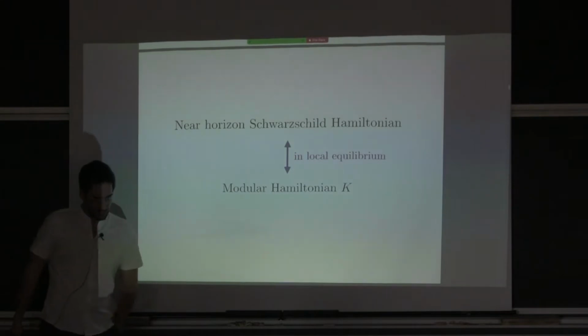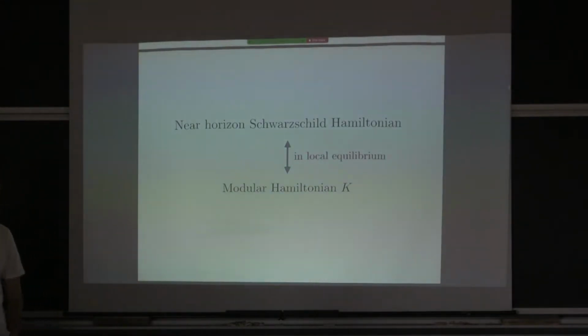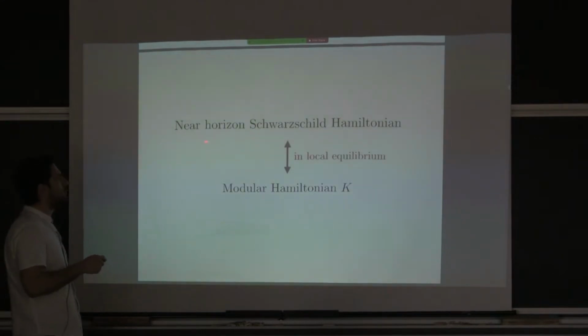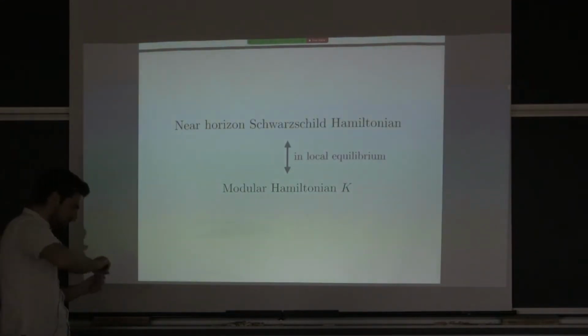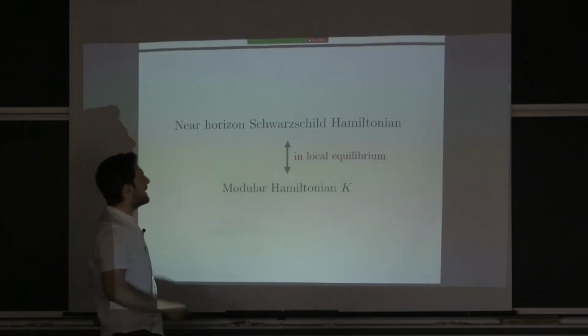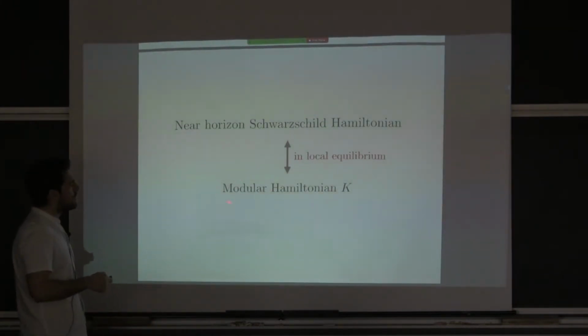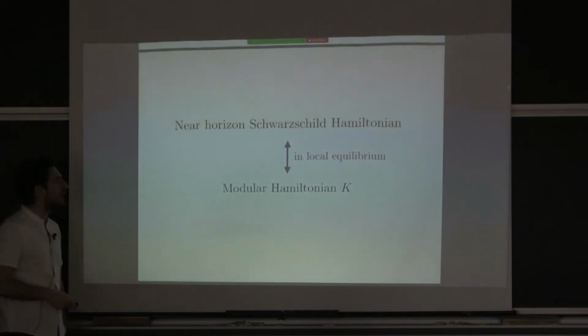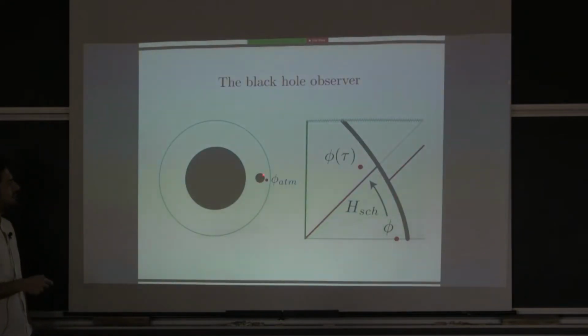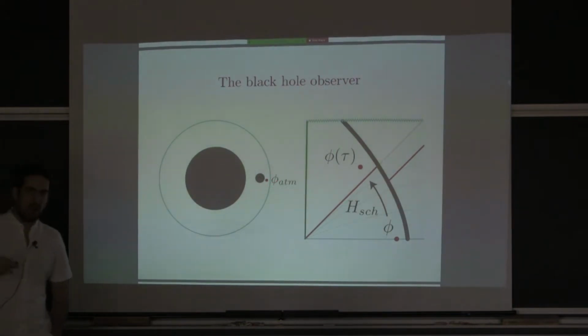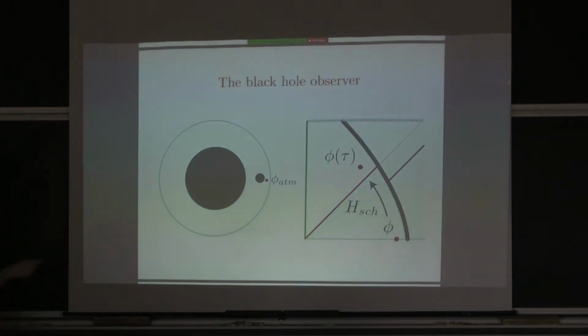In very broad strokes, the proposal that I will discuss in much more detail as we go on, but I want you to be in the right mindset. The answer is the following: this near horizon Schwarzschild Hamiltonian, the proper time generator we're looking for, is related to the modular Hamiltonian of the system after we trace out the small black hole. Now, this is a statement that is stated currently very vaguely, and I'll make it precise in a second.